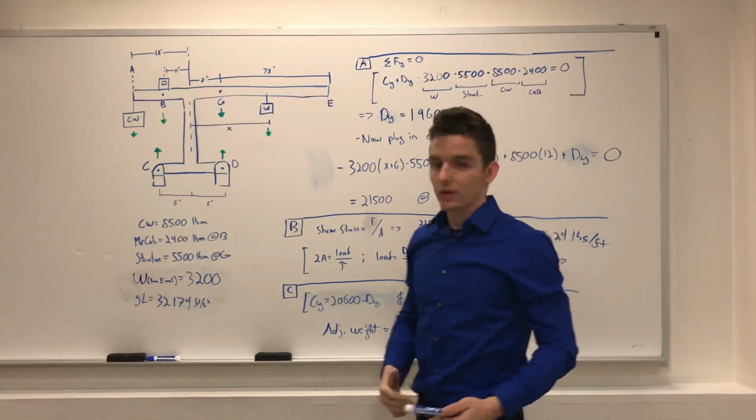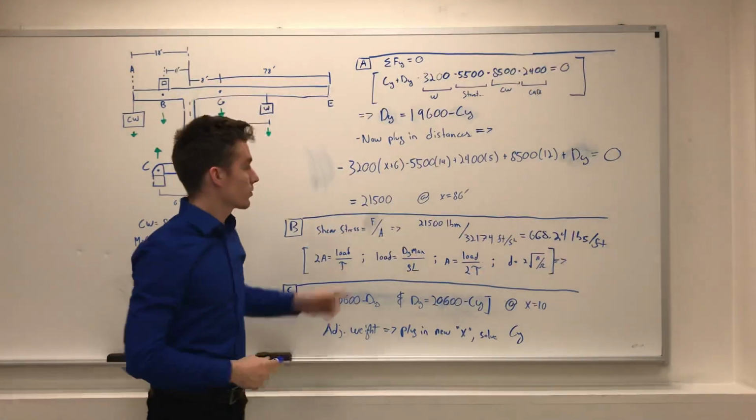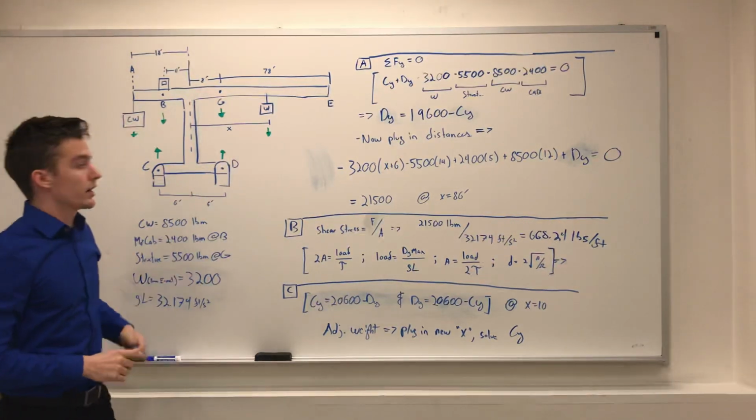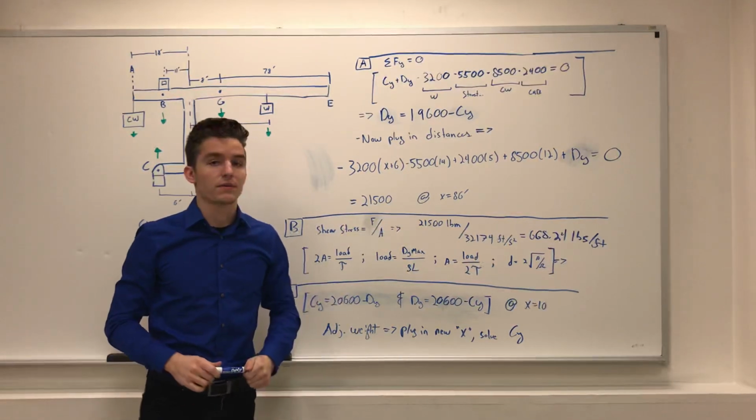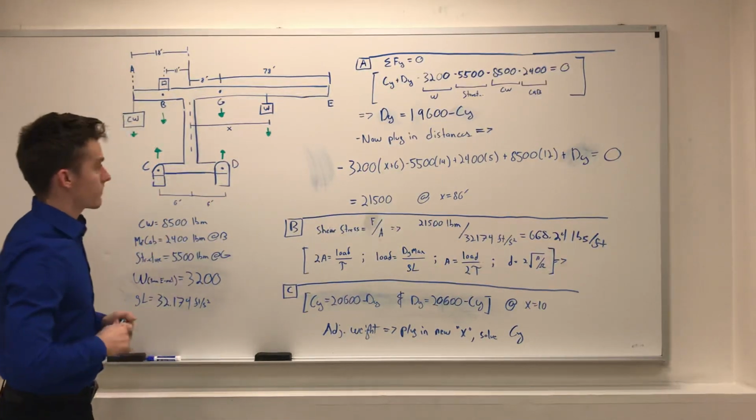Now once you solve that last equation, you should get something around 21,500. And again, that's at that maximum distance of 86 feet. That's how you solve for D max.